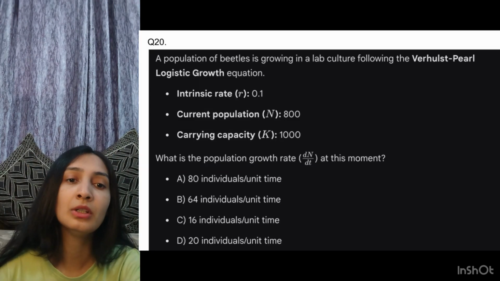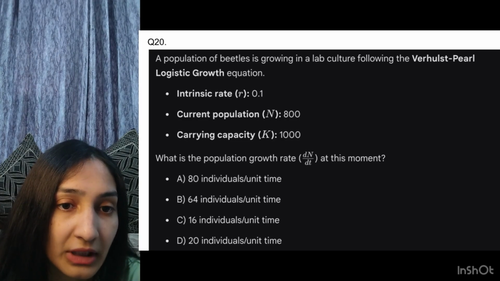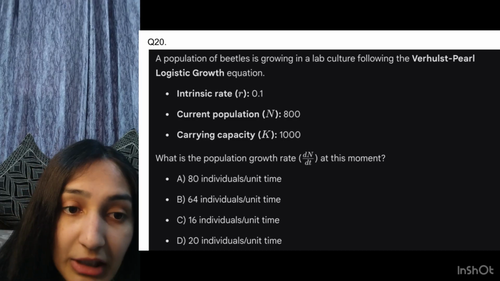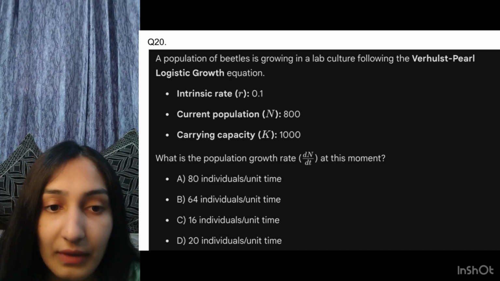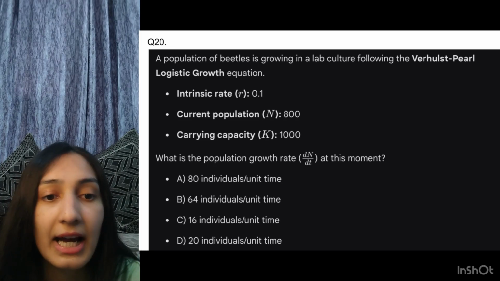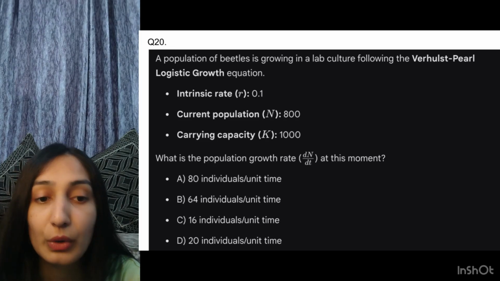A population of beetles is growing in a lab culture following the Verhulst-Pearl logistic growth equation. Intrinsic rate r is equal to 0.1. Current population is 800. Carrying capacity is 1000. So what is the population growth rate, that is dN/dt, at this moment? So the correct answer is 16 individuals per unit time.